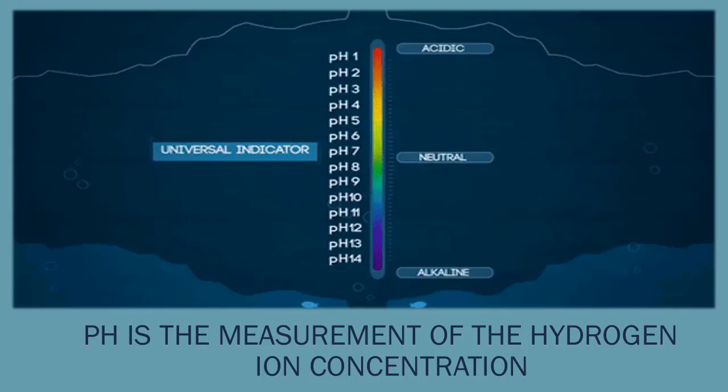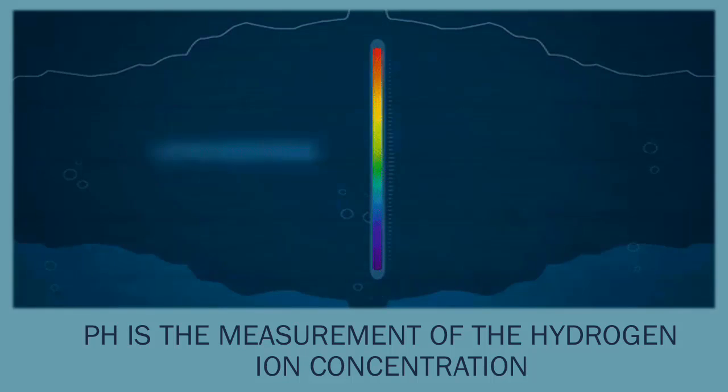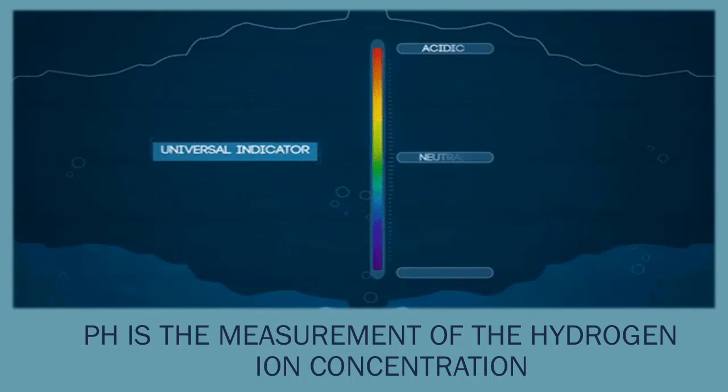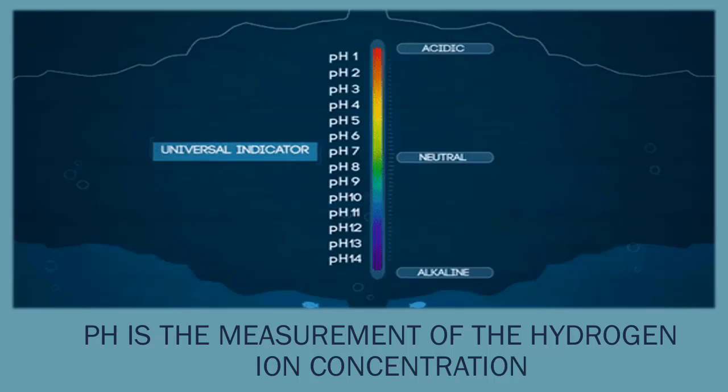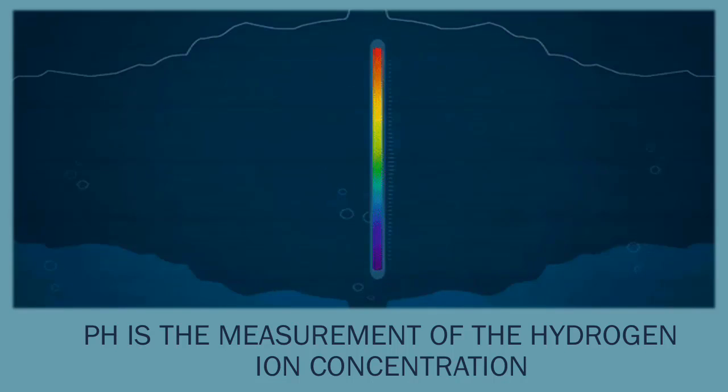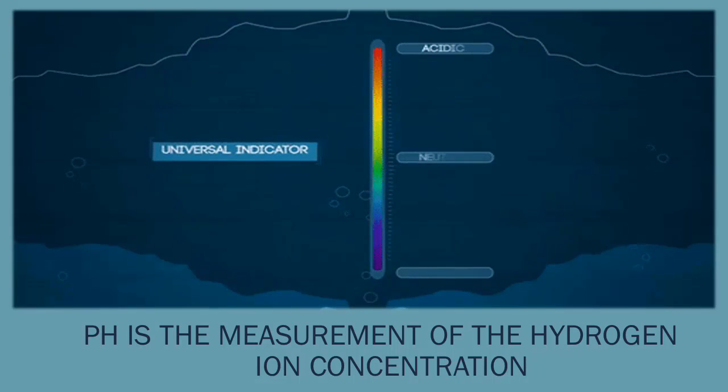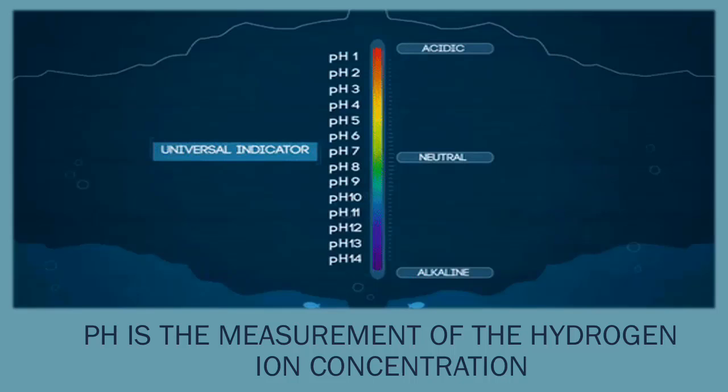In previous videos, you learned about pH along with weak and strong acids and bases. To review, pH is the measurement of the hydrogen ion concentration. It is a scale that ranges from 0 to 14, 0 to 6 being acidic, 7 being neutral, and 8 to 14 being basic. Using that knowledge, we can now discuss how to calculate pH in each scenario.